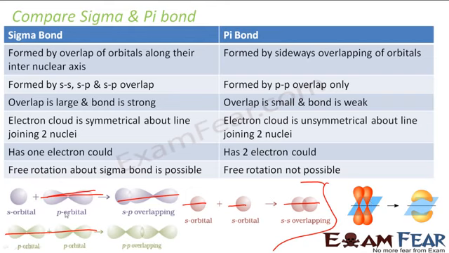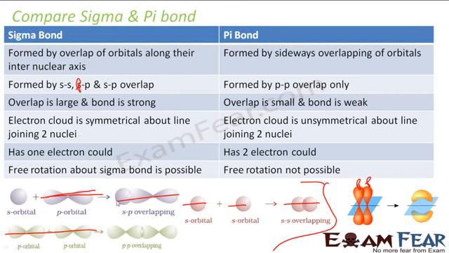This is sideways overlap. Sigma bond is formed by SS, SP and PP overlap. You see SS, SP and PP overlap. And pi bond is formed only by PP overlap. This is strong, this is weak.